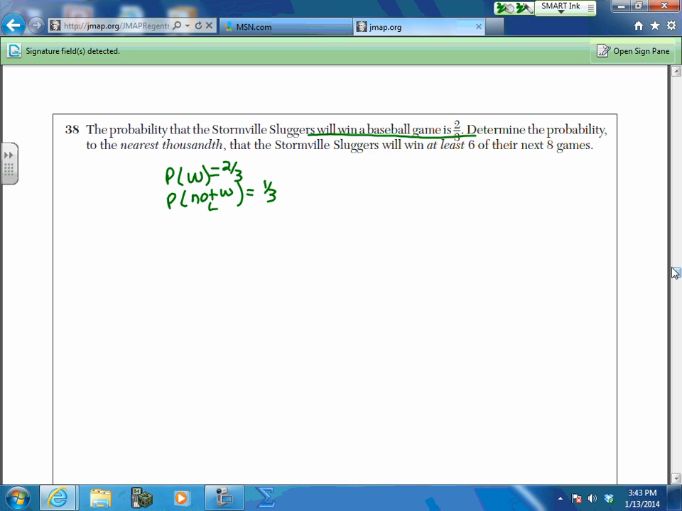Determine the probability to the nearest thousandth, that means you need 3 decimal places, that they will win at least 6 of their 8 games. There's 8 games. You need at least 6. Therefore, you need 6 or 7 or 8. They need to win at least 6. So here's your series of combinations.